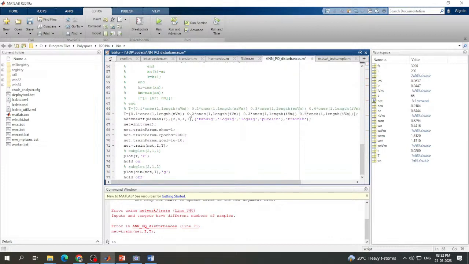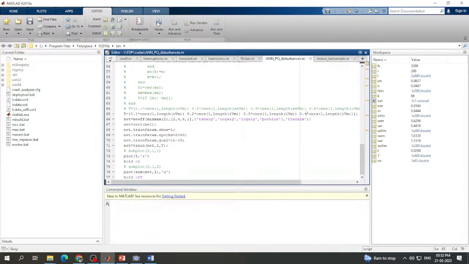Now, what is the target? For normal, it should show 0.1. For sag, it should show 0.2. For swell, it should show 0.3, and for interruption, it should show 0.4. Now let's train.